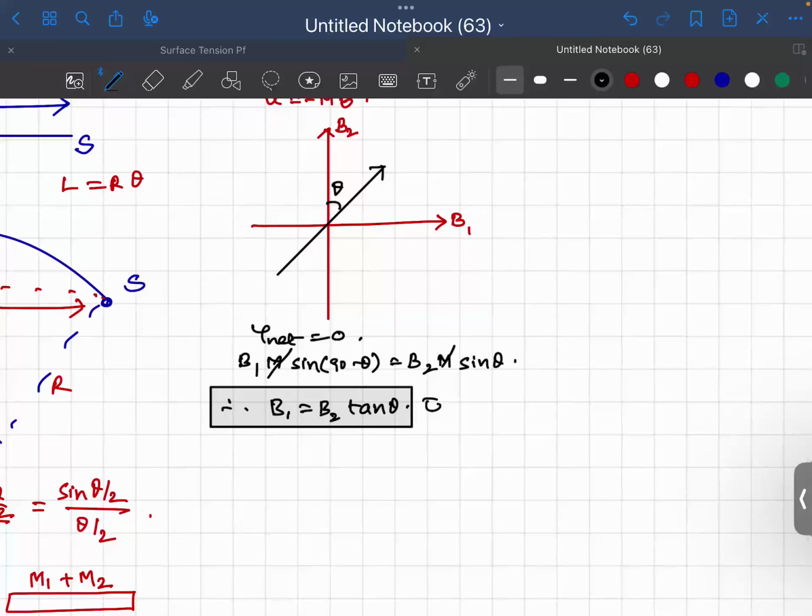This is called tangential law. Nothing new, we already know this.